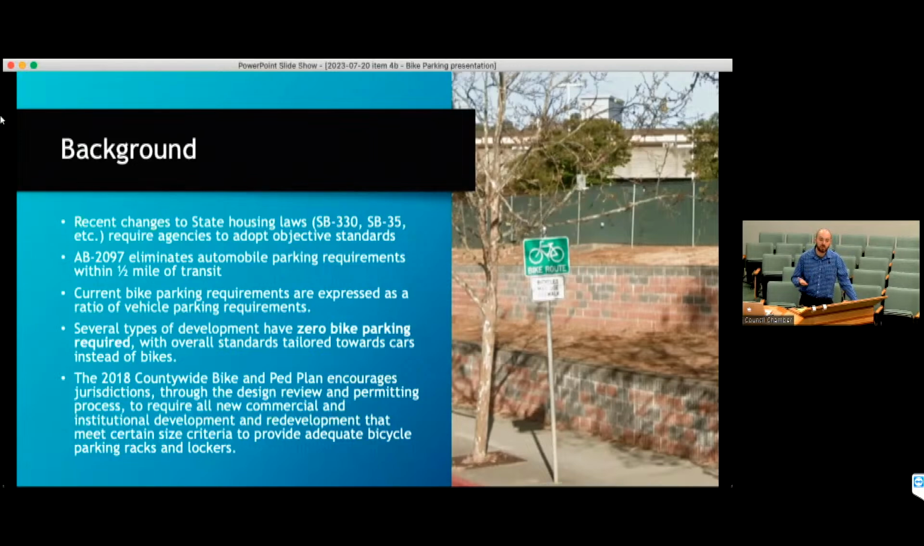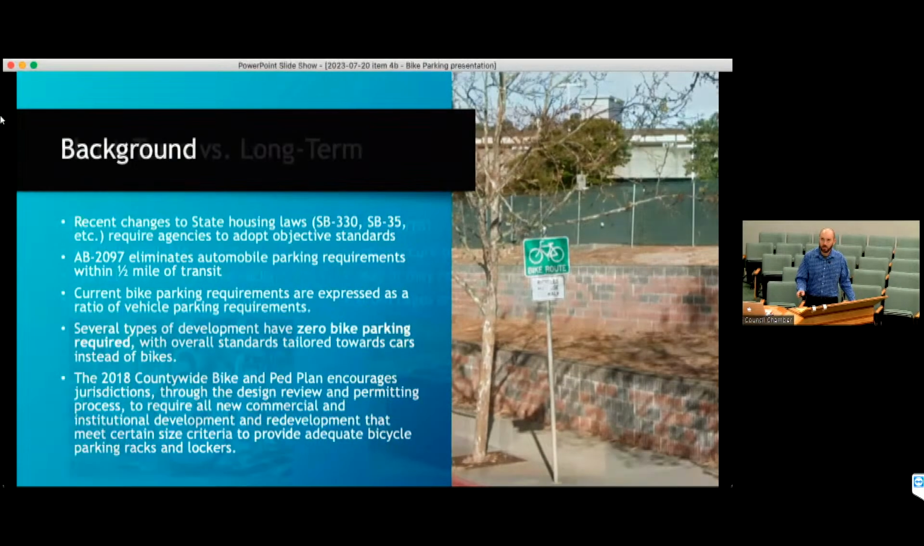And this not only allows us to avoid that AB 2097 problem and evaluate things more objectively, but it also means that when we're revising either standard, they can be changed independently of each other, which means that you don't have to worry about lowering or, for example, instituting parking maximums that then put bike parking maximums into place.